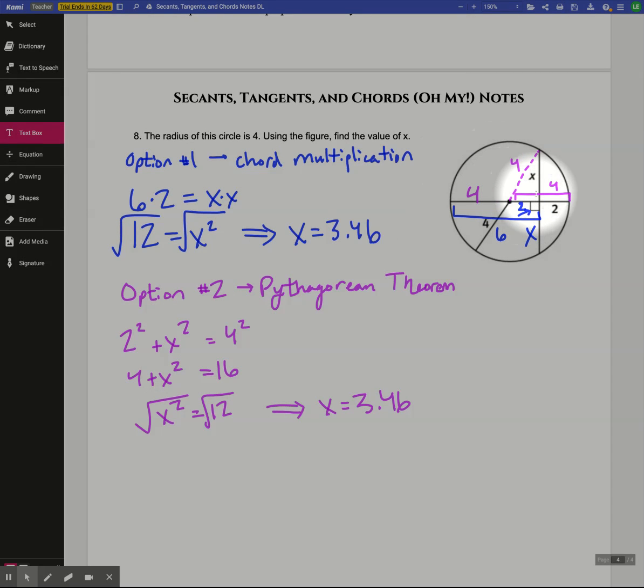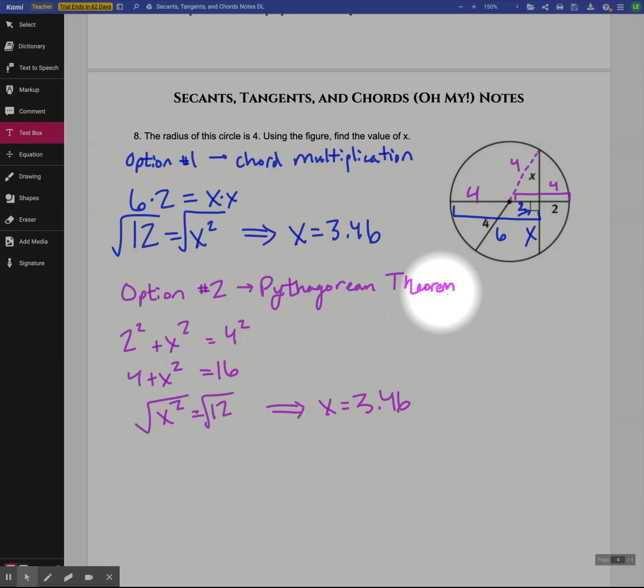Okay, so here's how I did that. I knew that since this part here of this chord was x, and this was a right angle, then that means that this bottom part must also be x. So those were my two parts, 1, 2, of one chord. And then the other chord is this diameter that's cutting all the way through. One part is 2, and the other part is 4 plus 2, which is 6, right? So I have 6 times 2 equals x times x. You end up with the square root of 12, right? And when you plug that into a calculator, you get that x is 3.46, okay?